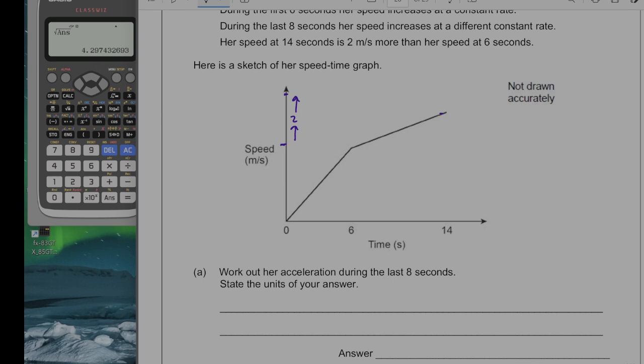Work out her acceleration during the last 8 seconds. So during this section, acceleration is equal to speed divided by time. Her speed has increased by 2 in a time frame of 6 to 14, so in a time frame of 8. So we're looking at a quarter there. I'm going to go 0.25, but a quarter would be absolutely fine. And my unit then is going to be meters per second squared.